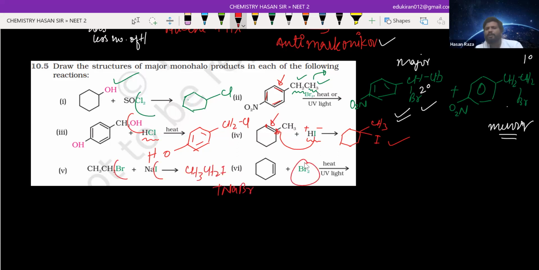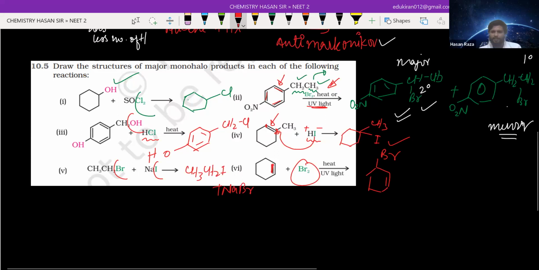And again, Br2 is there. You cannot break this. I told you Br2 in the presence of UV and heat is going to occur only with alkane, and this is your alkene. So you just need to do this. This part will be as it is, just remove hydrogen, add bromine. Rabia, is that clear? Very good.